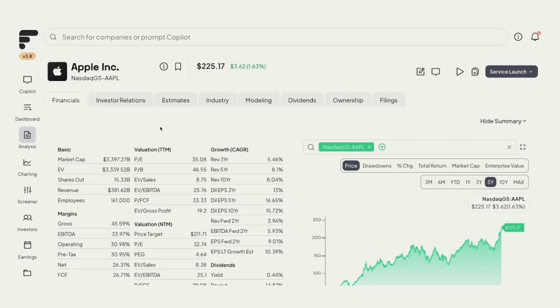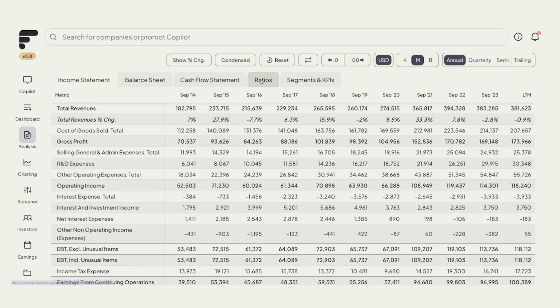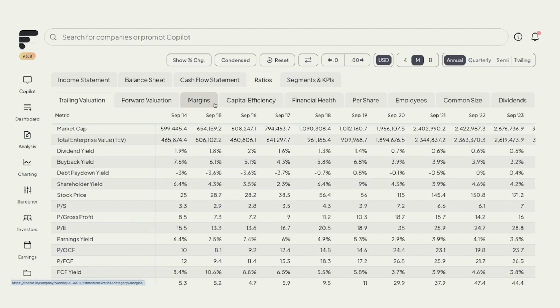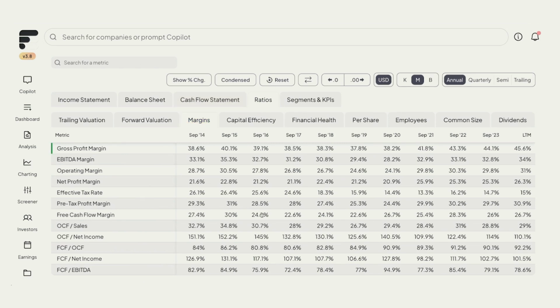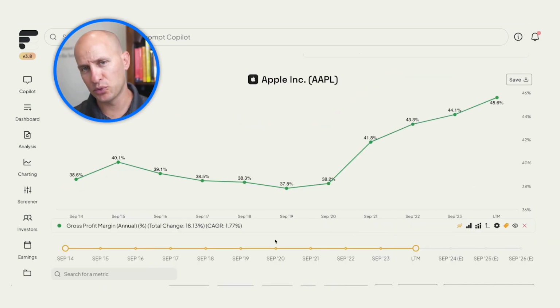To do so, I'm going to go over to FinChat and load in Apple's ticker symbol, which is AAPL. I'm going to scroll down to the ratios button, and then click on margins, and then fire up gross profit margin. Now, Warren Buffett's rule of thumb here is that this number consistently exceeds 40%.